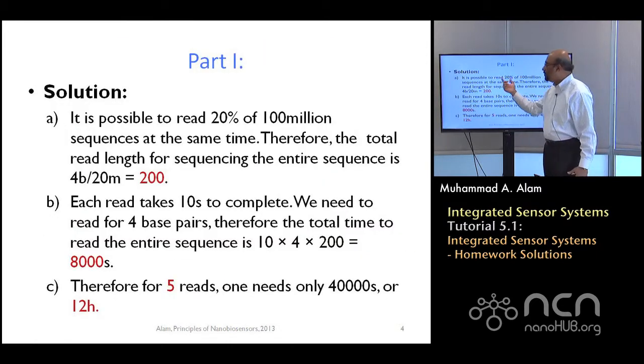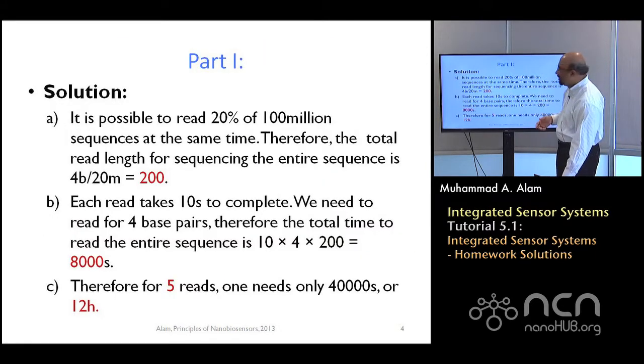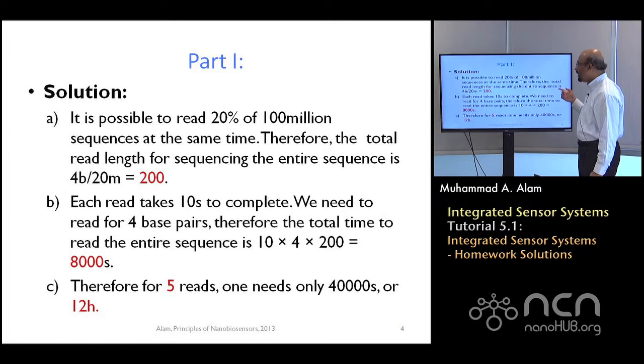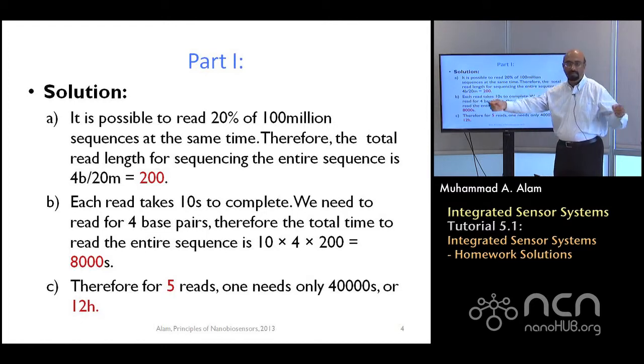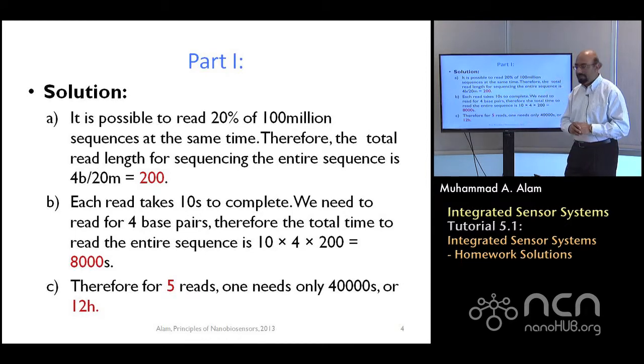If it is possible to read 20%, and let's say we have 100 million sequences at the same time, what would be the total? So let's say we have 100 million transistors, and of them only 20% can read. So we have 20 million active sequencers. And if the DNA is 4 billion base pairs long, you divide by 20 million. So the read length in each well would be about 200.